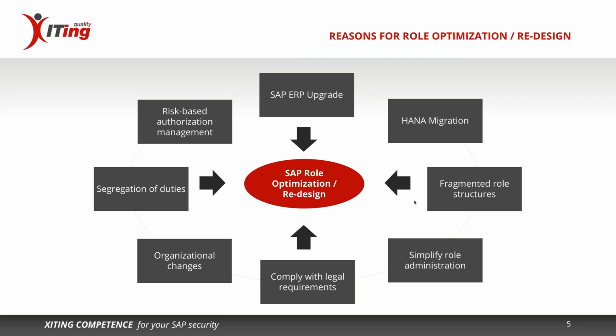Now let's look very briefly at some of the reasons for a role optimization or role redesign project. There are plenty of them. I've already mentioned migration to S/4HANA, or just to the HANA database in some cases. You may just want to simplify your role administration. You may have significantly more roles than you have users and came to the conclusion it's not a very sustainable framework, and you want to simplify that. You may have certain legal requirements, organizational changes. So there are very many reasons why a redesign or at least an optimization may make sense, and we'll look at some of those in more detail.